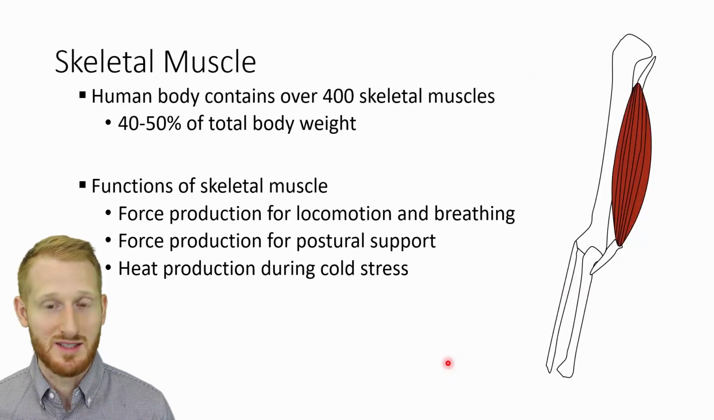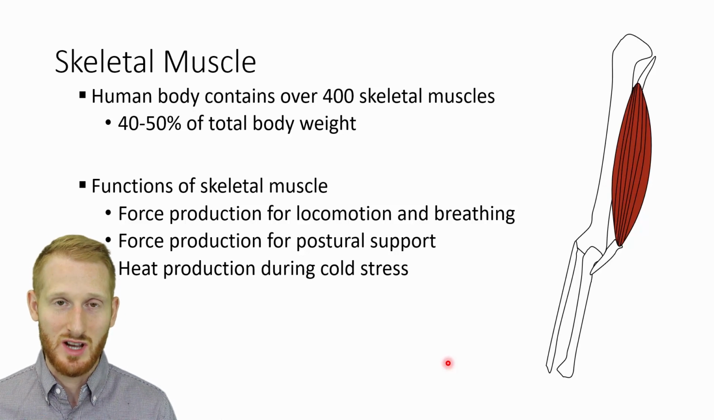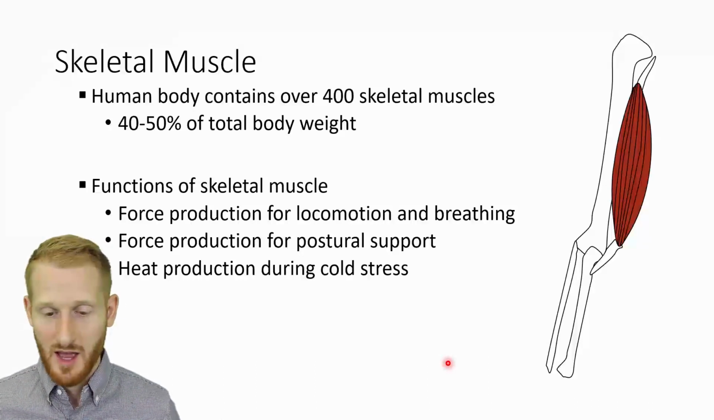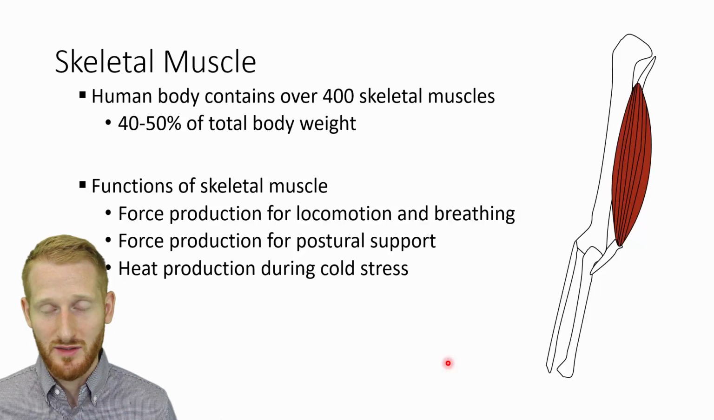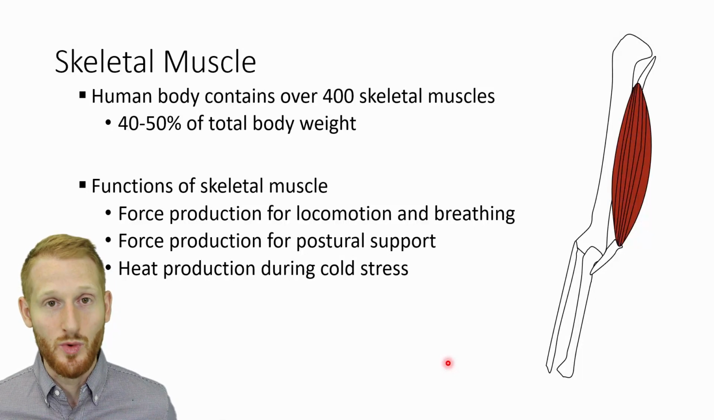All right, so why do we have muscles? First off, we have lots of them. We have around 400 skeletal muscles in the body. Again, we're just talking about skeletal muscle from this point out, and it's about 40 to 50% of our total body weight. So it's a lot of our mass is skeletal muscle. All right, the main functions are locomotion, so just moving your body, as well as breathing. So we use skeletal muscles in order to breathe.